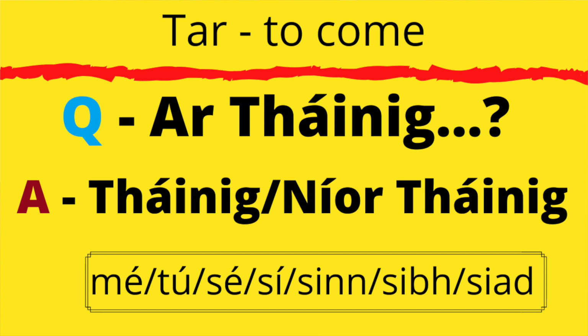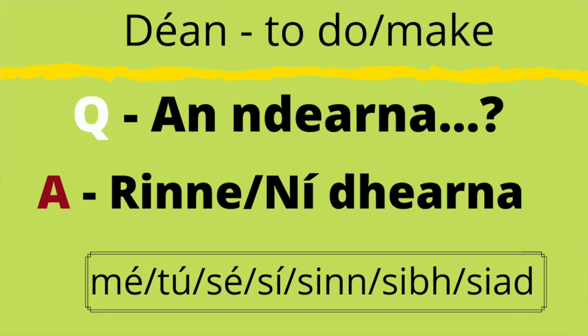Tar is our next Irish verb, and that means to come. Ar tháinig, did you come? Tháinig and níor tháinig are the two potential answers. I came or I didn't come. Our next irregular Irish verb is déan. Déan means to make or to do. The question that could be asked, an ndearna, did you make? Rinne or ní dhearna is how you would answer that question in the past tense.